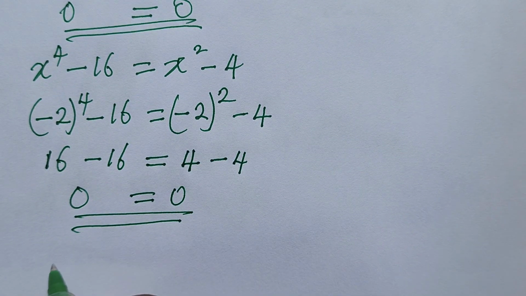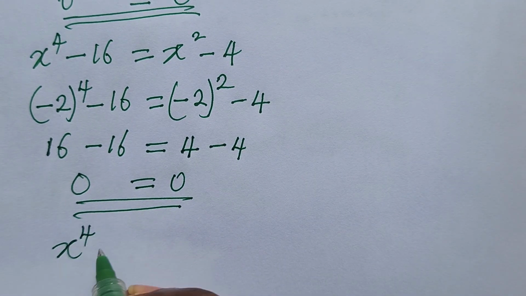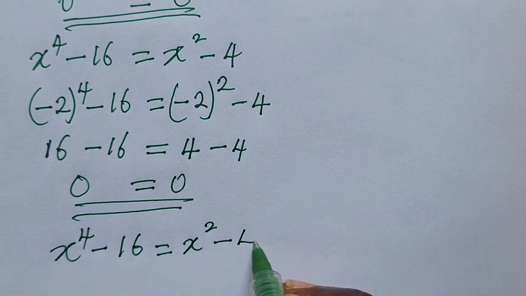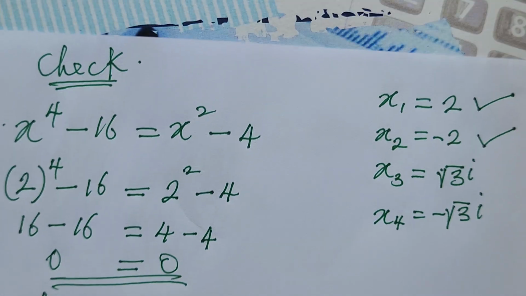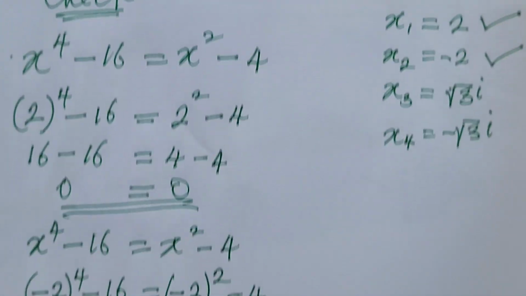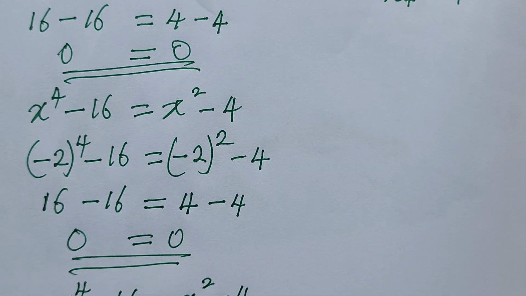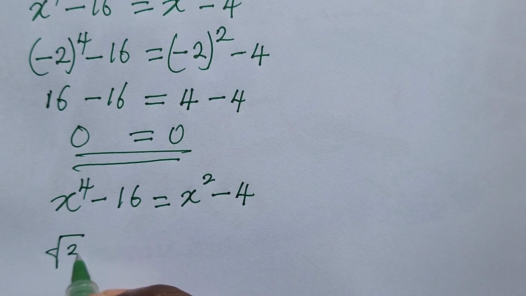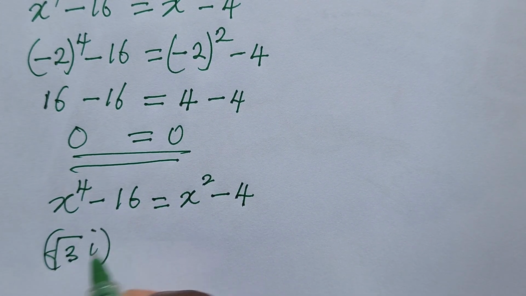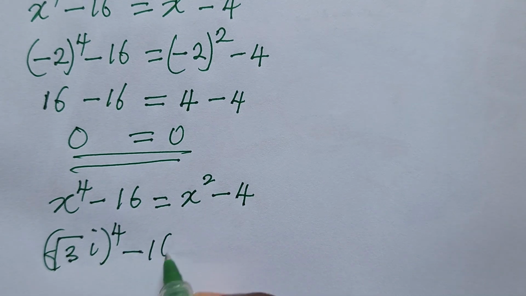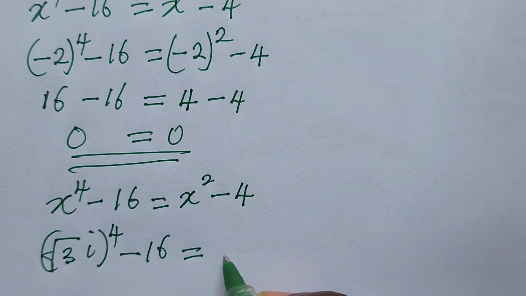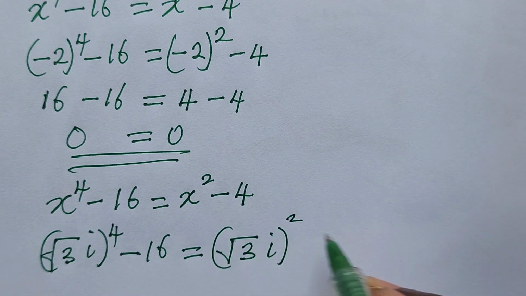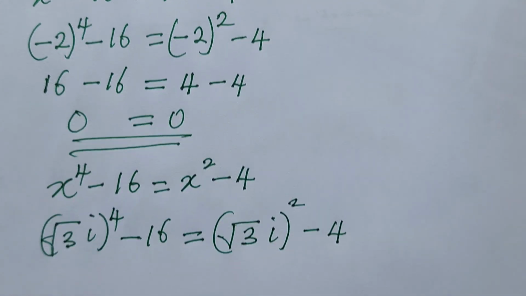So we take the third one. Again, we have x to the power of 4 minus 16 equal to x to the power of 2 minus 4. So let's put in the third one, which is the square root of 3 iota. This gives us the square root of 3 iota to the power of 4 minus 16, equal to the square root of 3 iota to the power of 2 minus 4. Is that right?